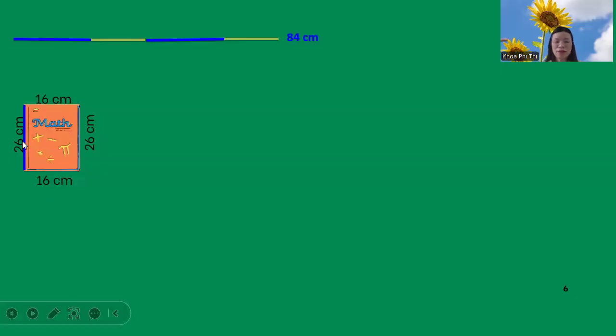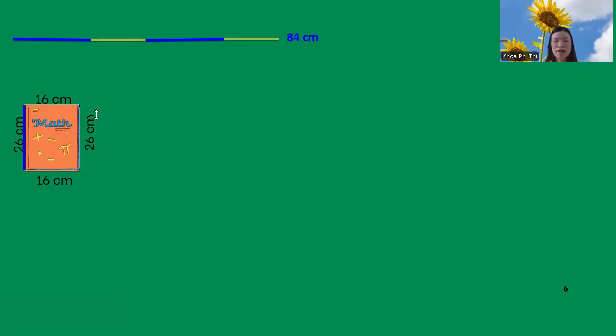Now look at the book and look at the tape. The tape is 84 centimeters long. And the tape goes round the book. The length of the tape is the same distance around the book. The distance has a name. It is called perimeter.